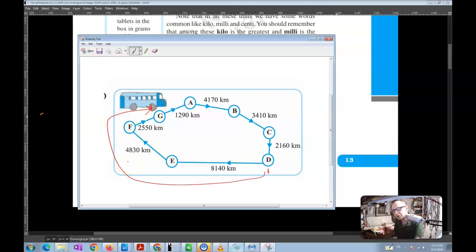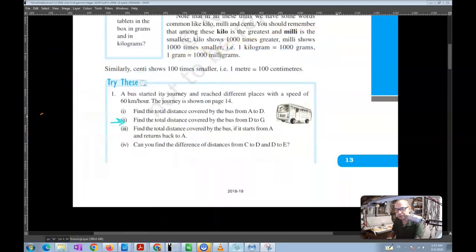You will do the addition and you will get the distance. So it's not that we have already done this essentially.